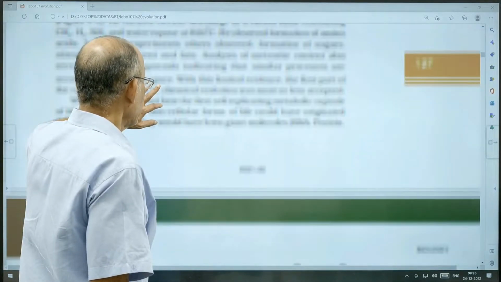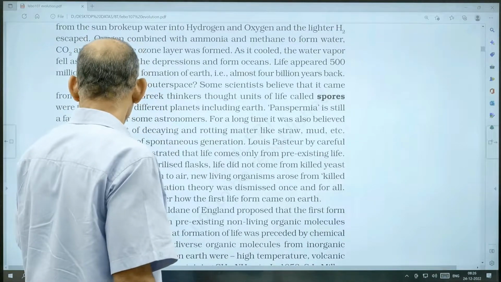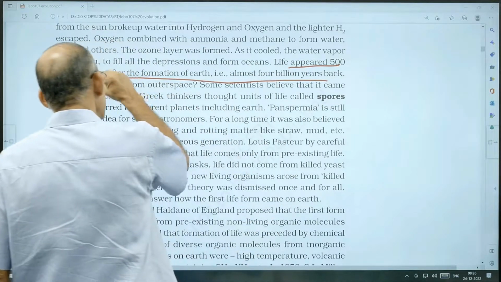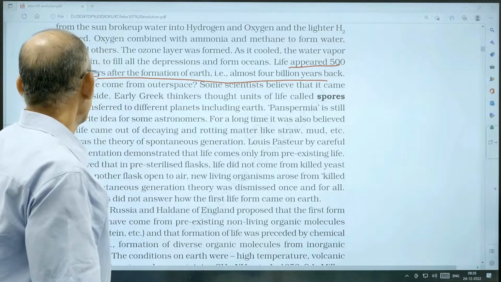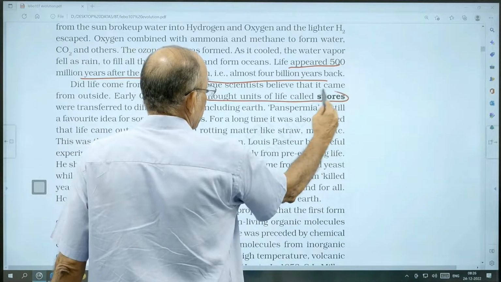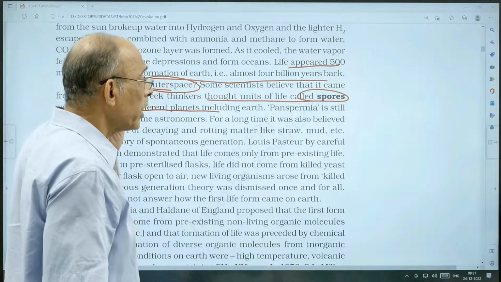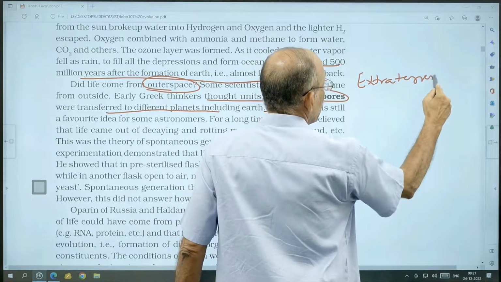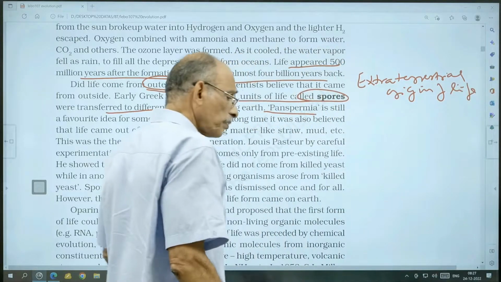Okay. Now, what are the different theories for the origin of life? There are different theories. The first theory is the theory of panspermia. The first theory says life came from outer space. Spores came from some other planets and were transferred to Earth. That theory is known as panspermia, or the extraterrestrial origin of life.